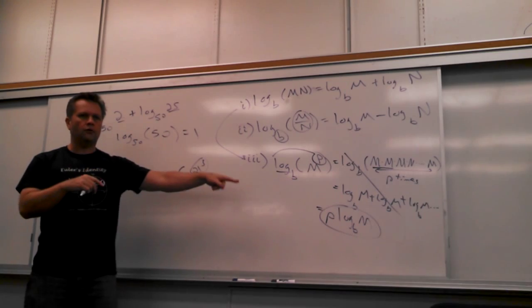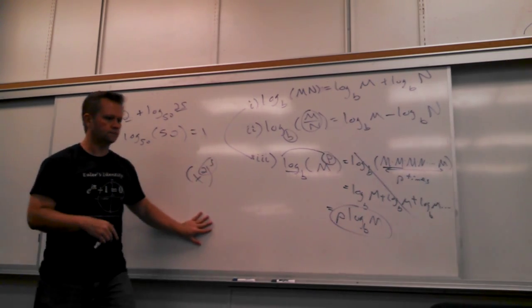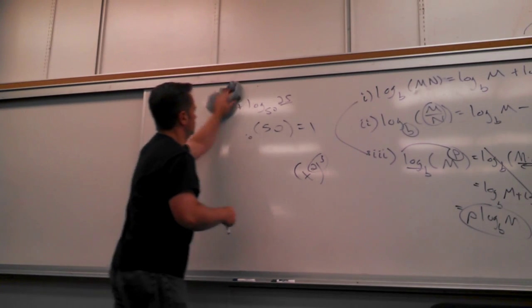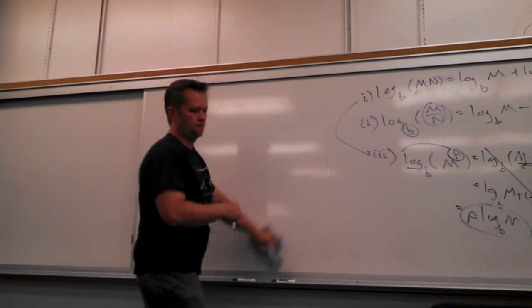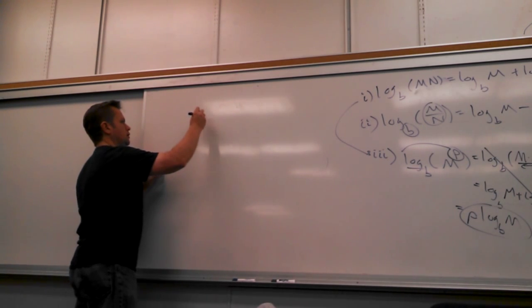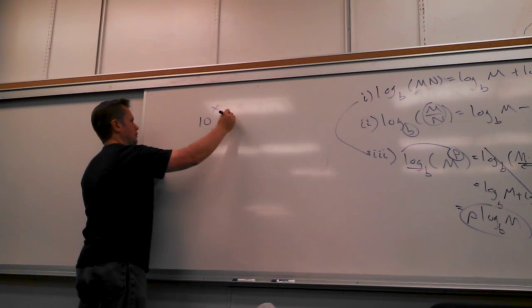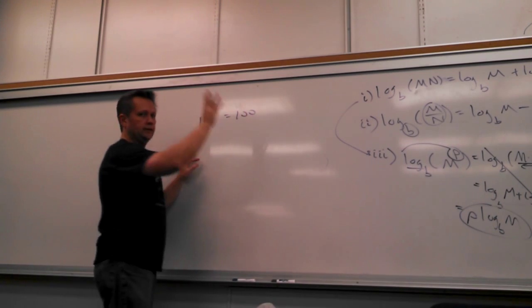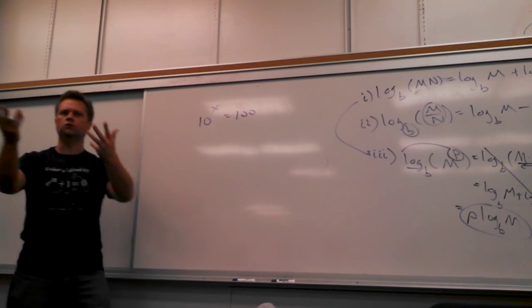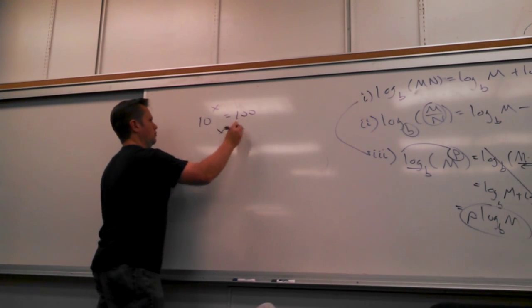And the reason that one is the most important, and I'm just going to get a little ahead just to show you. So if I had 10 to the x equals 100, that's easy, right? What would the answer there be? 2. I don't have to do anything, it's just 2, of course. X equals 2. That's easy.